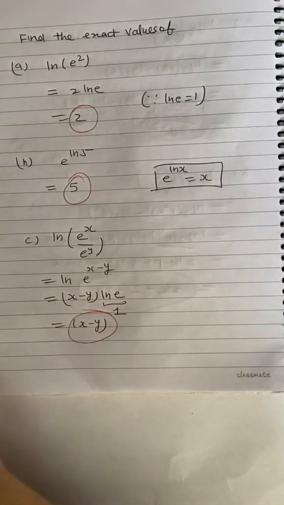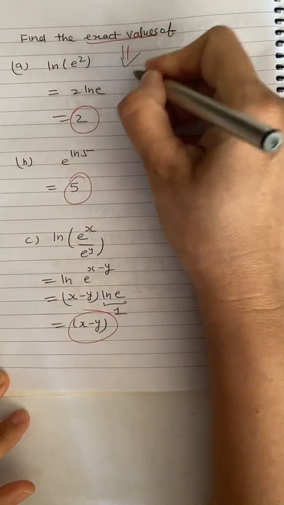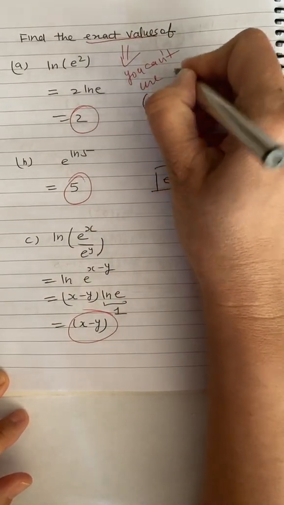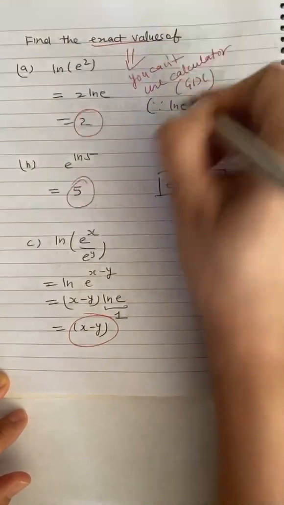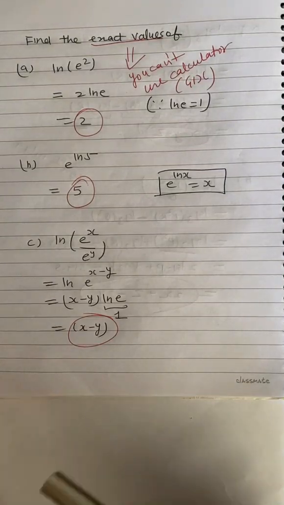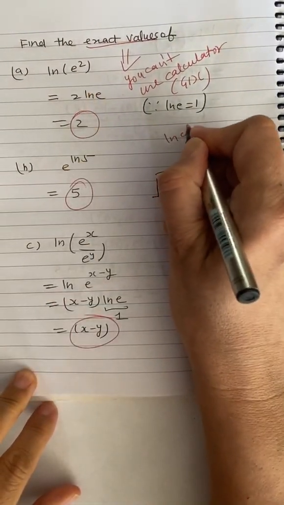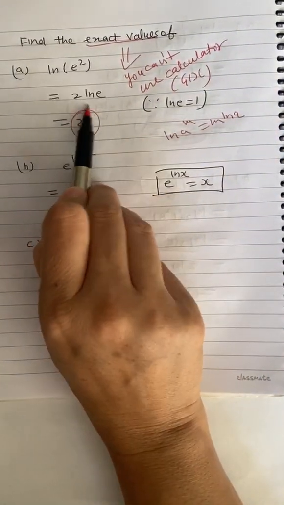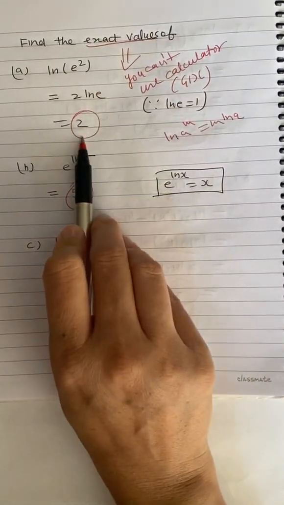Now the next one is finding the exact values. If they ask you to find the exact value, it means you can't use a calculator. So you can't use your GDC. This is without a calculator. So when you have ln e squared, again I'm using the law ln a to the power of m, which is m ln a. So this 2 will come in front, and we know ln e is 1, something which you should remember. So the answer is 2.